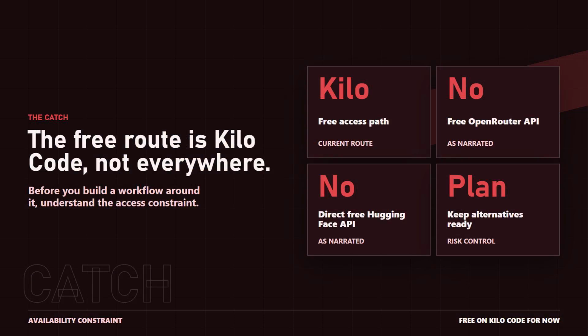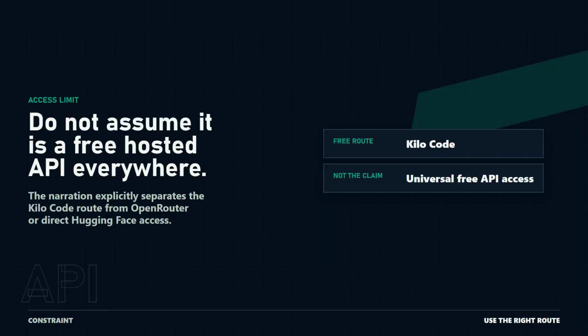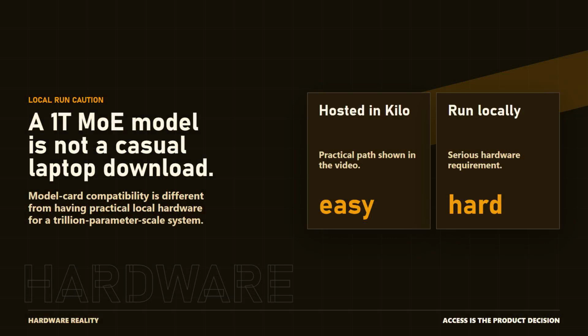Before you get too excited, there's a limitation you need to know about. Here's the catch. Right now, Ring 2.6 1T is only available for free on KiloCode. It's not on OpenRouter or directly in Hugging Face as a free API. The model card on Hugging Face suggests it can be used with transformers or sentence transformers, but that means running it locally, and a 1T MoE model requires serious hardware.